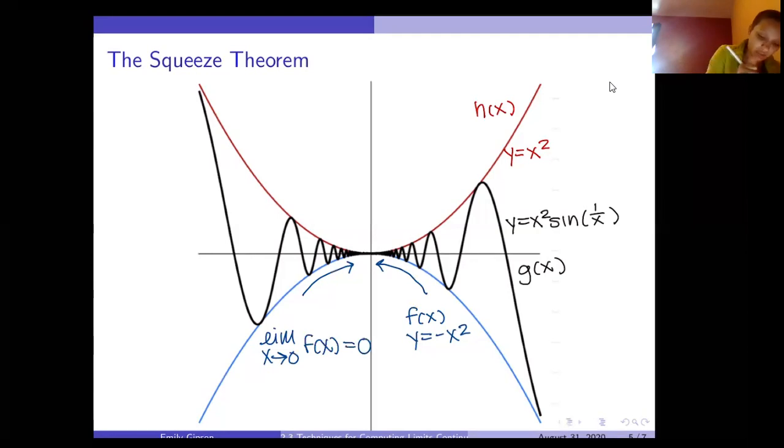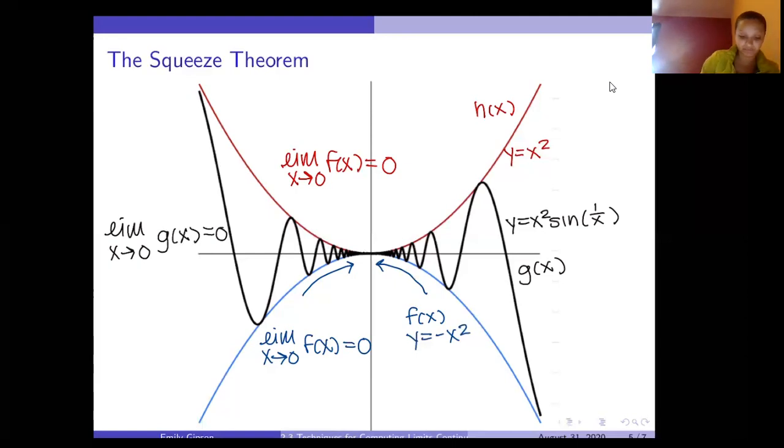And now we just need to check what our limit is for the top one. So the limit as x approaches 0 of h of x, well, we can just plug this in. We know it to be 0. So our limits for the bottom function and the top function of our squeeze theorem both equal the same thing. So because of the squeeze theorem, we know that the limit as x approaches 0 of our function g of x better equal 0. It better equal that same value.